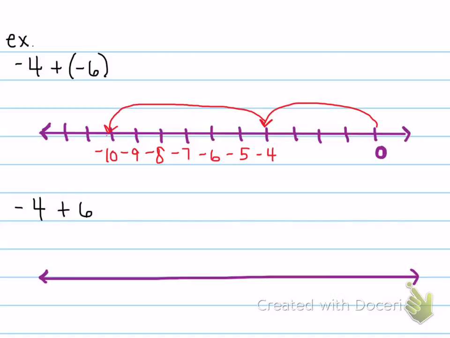So -4 plus, sorry about that, the announcements got me. -4 plus -6 using the number line then ends at -10 because it was jumping left and jumping left.